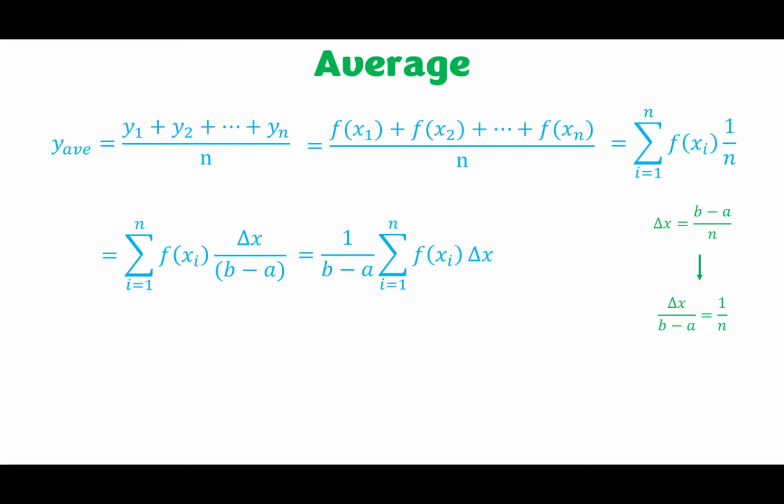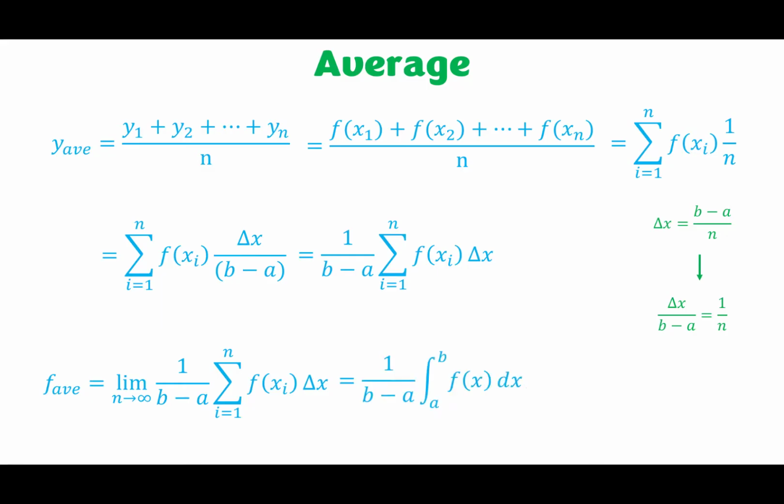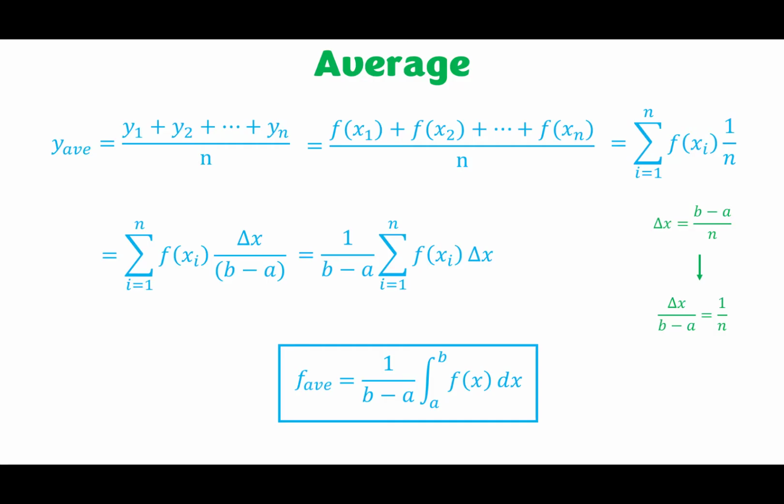Well, hopefully this last part of the equation looks familiar, because if we take the limit as n goes to infinity, well, our formula turns into the definite integral. And there we are. The average value of a function on an interval from a to b is 1 divided by (b minus a) multiplied by the definite integral from a to b of our function f of x.